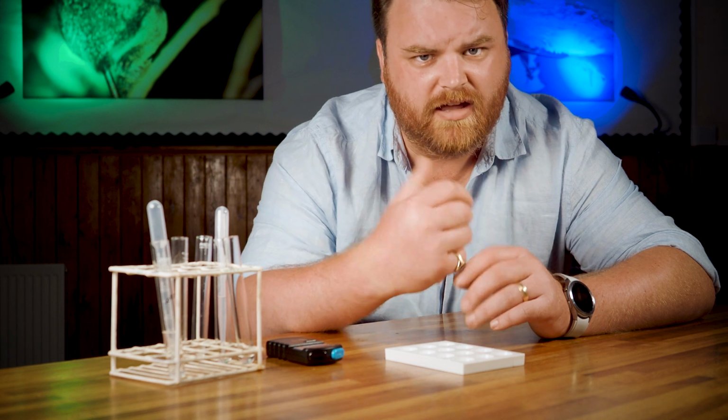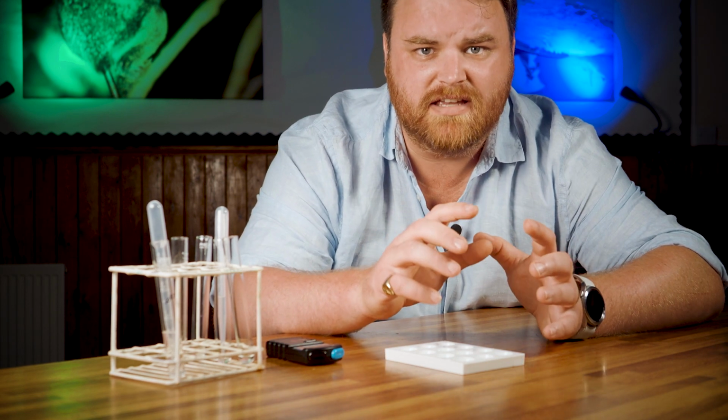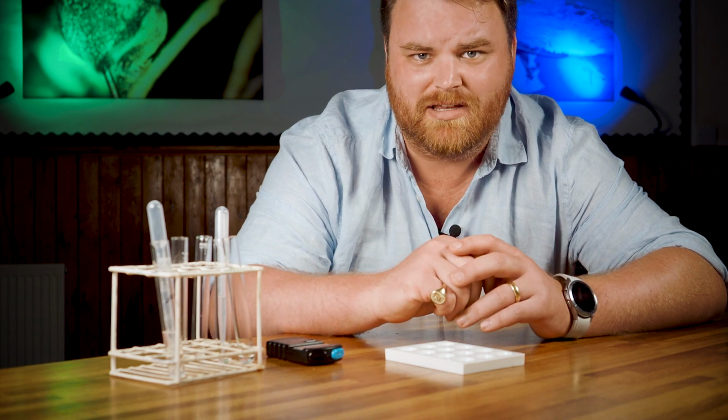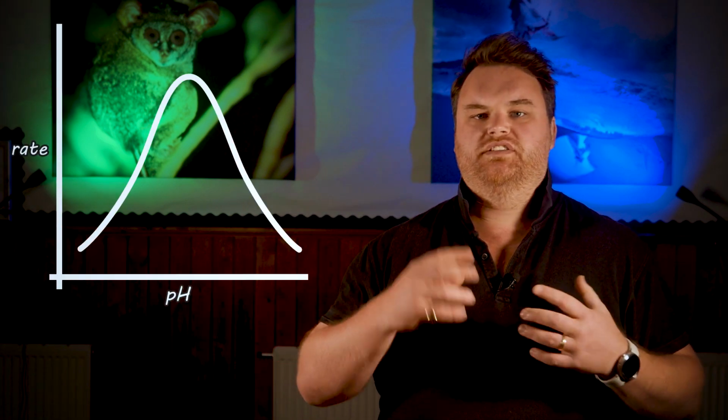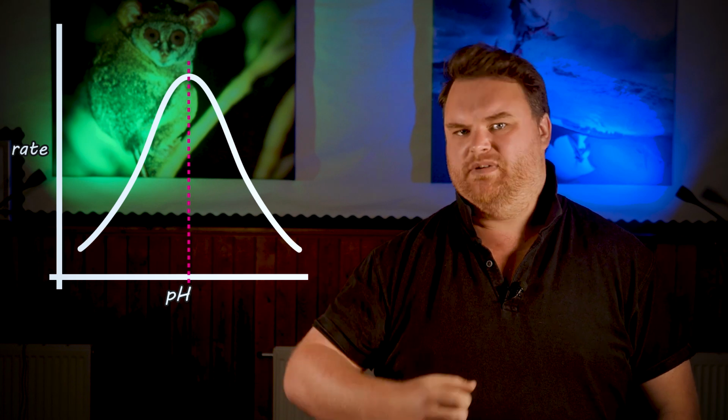We then do the whole thing again, using different buffers to manipulate the pH to find out what the optimum pH is for, in this case, amylase. And if we repeat this with every buffer I have, we get a graph that looks like this. Importantly, we can notice two things. First, that there is a single pH at which amylase works best, it's about 7.